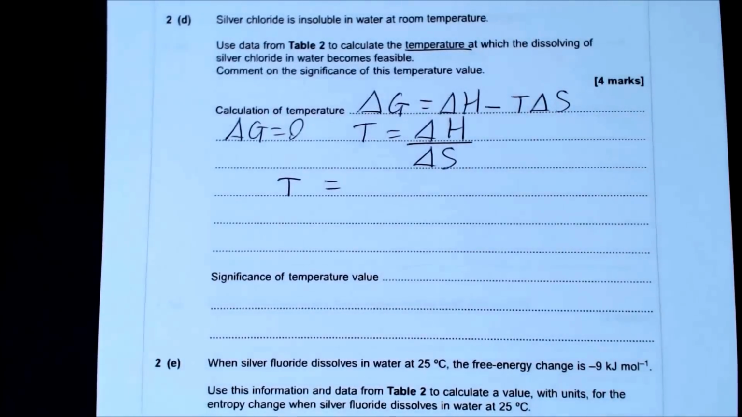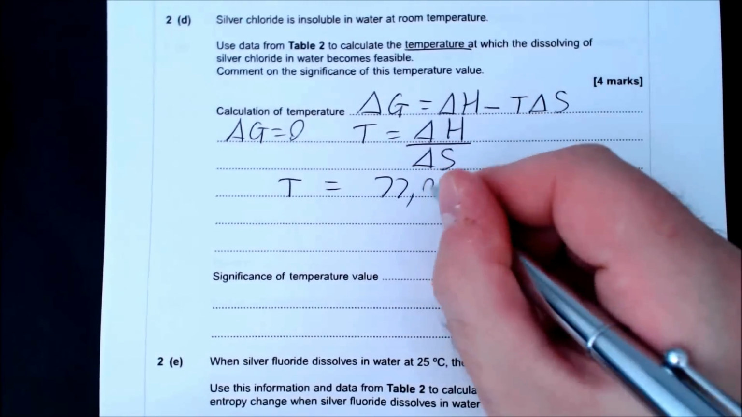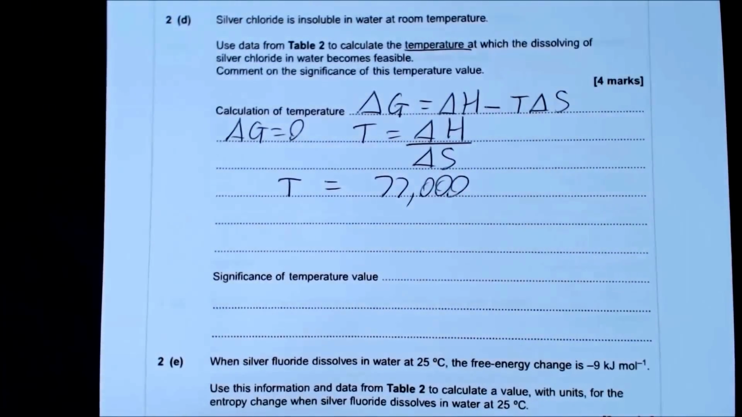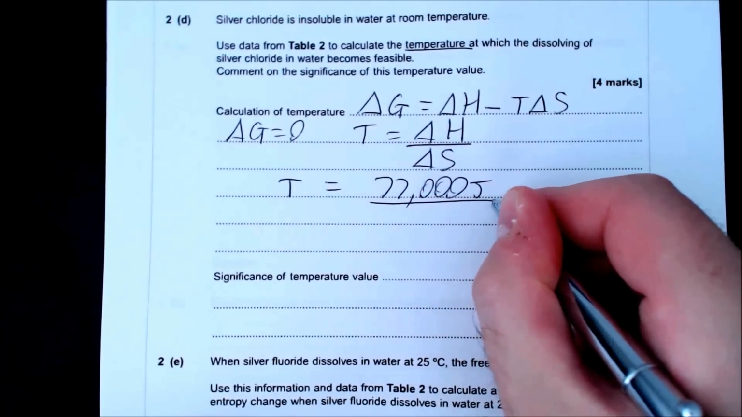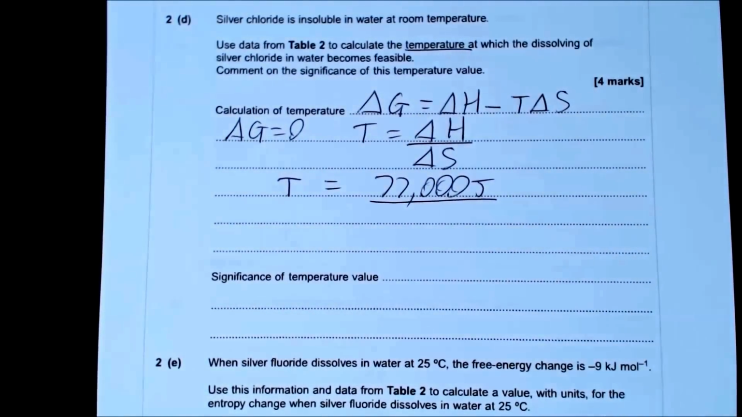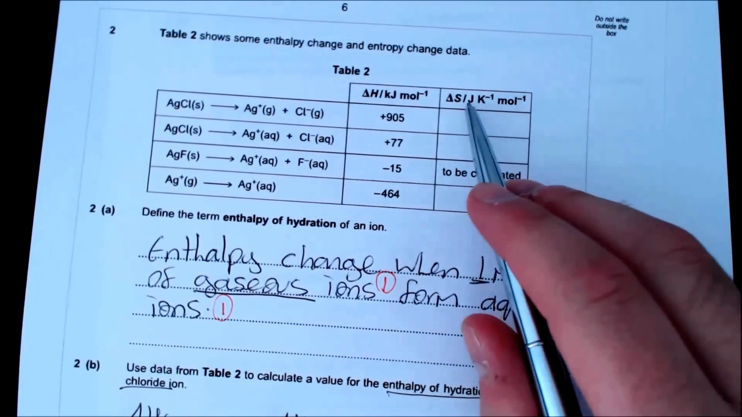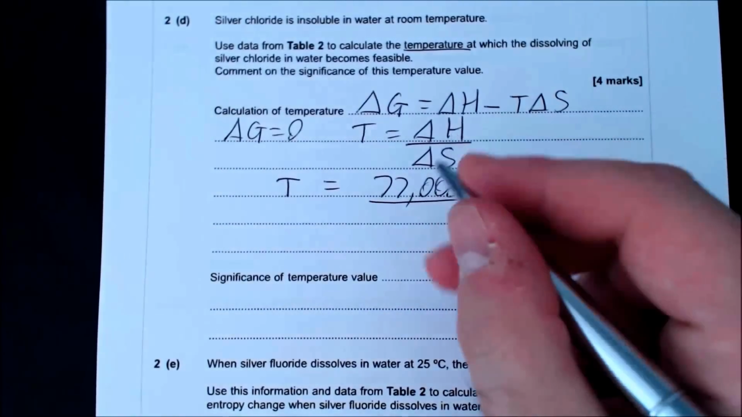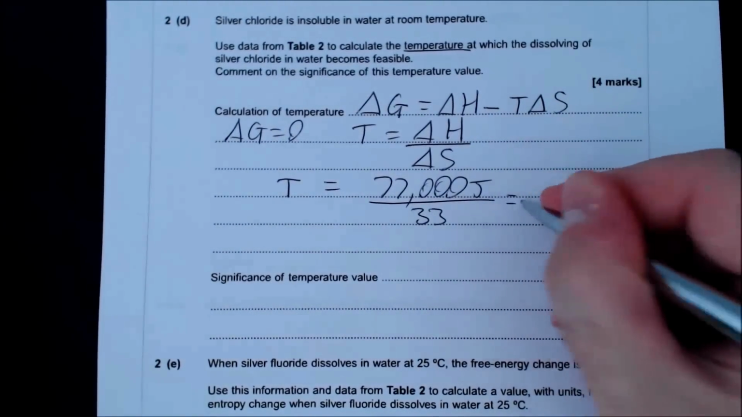That's really important. A lot of people forget that. So it's an easy one to miss. So this is going to be 77,000 joules of energy, and we're going to divide that by delta S. So if we bring our table back again, delta S for that reaction was 33. This is already in joules per Kelvin per mole because it's entropy. So this is just going to be divided by 33, and we should get our final answer.